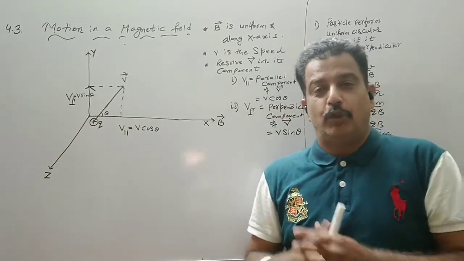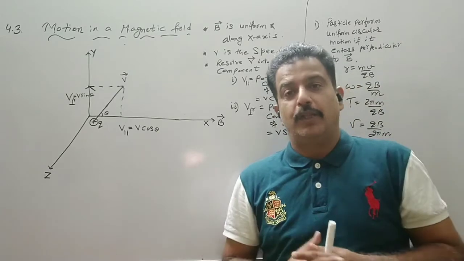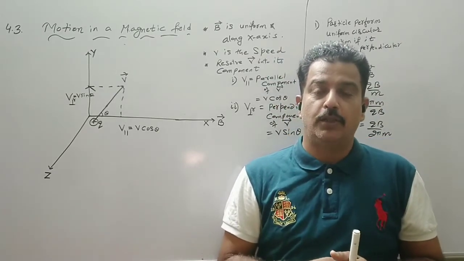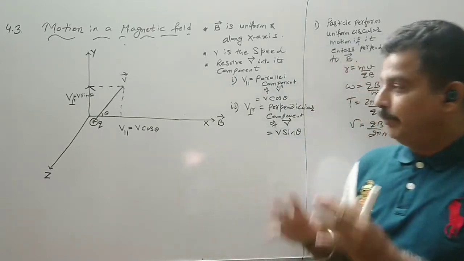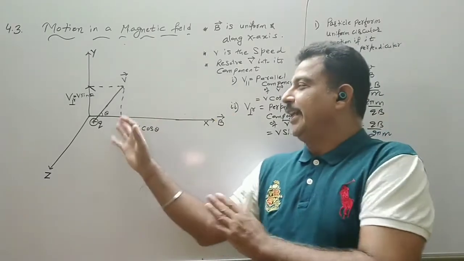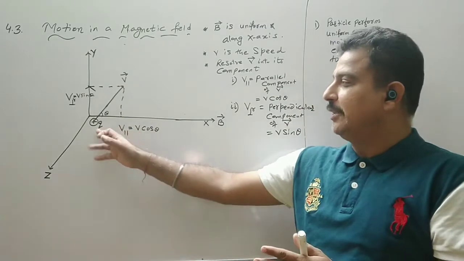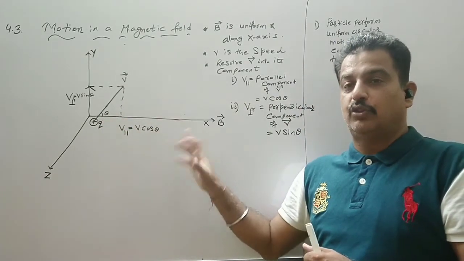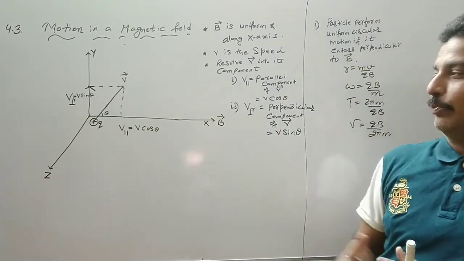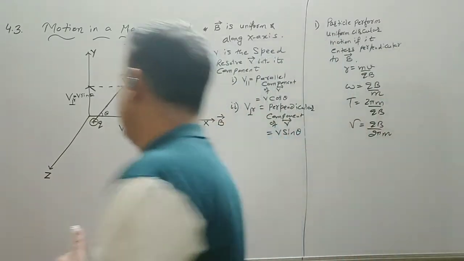The body was moving, its x component of acceleration was 0 and it was moving under the vertical component of acceleration. But it was making an angle theta. So similarly here the particle entered making an angle theta with B vector, so we have to resolve it. Now we have two components, V cos theta and V sin theta.